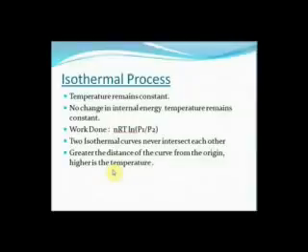Now we'll discuss the isothermal process. In an isothermal process, the temperature remains constant. So since the temperature is constant, there won't be any change in internal energy because it depends on the temperature. And let's derive the equations for work done.